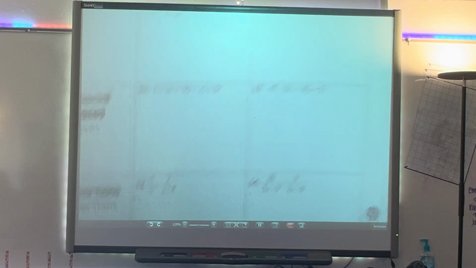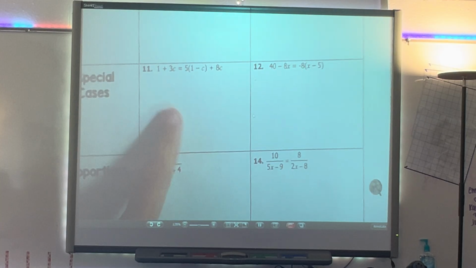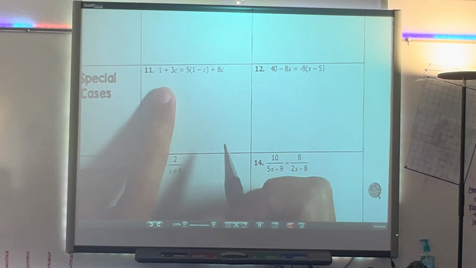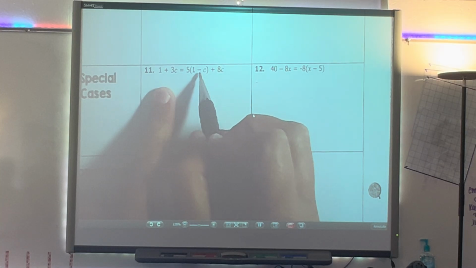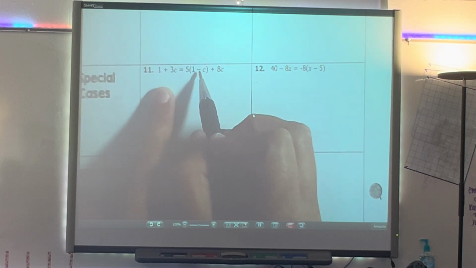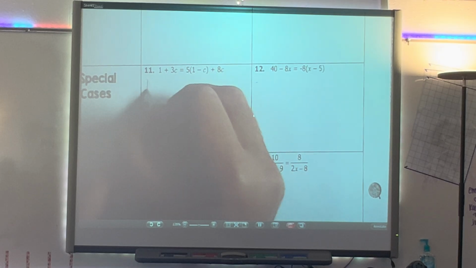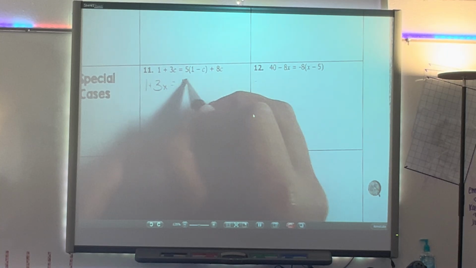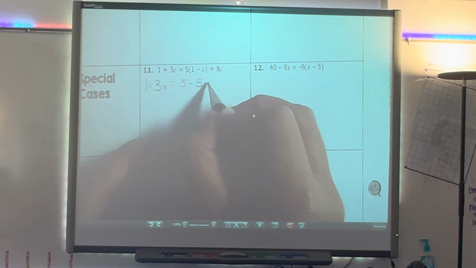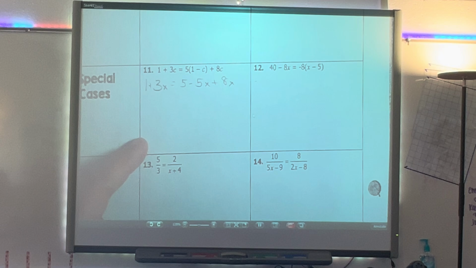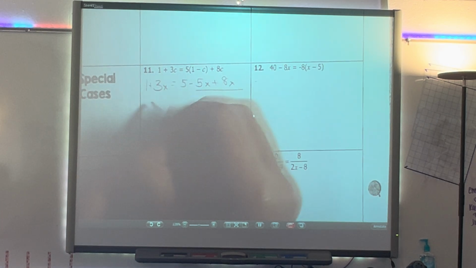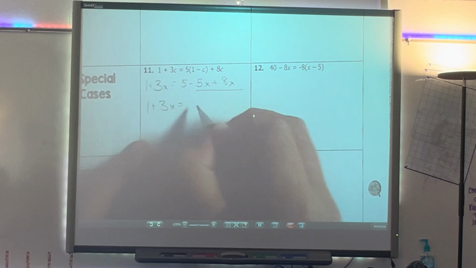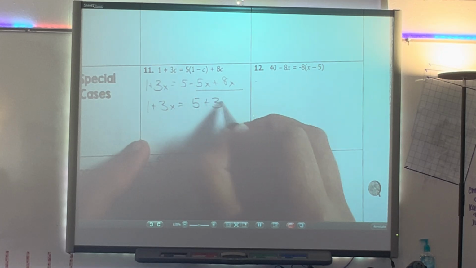These are a couple of special cases, so I'm going to look at both of these. So here we're going to have to distribute this so that we can combine some like terms on this side. Is everybody okay with that? All right, so 1 plus 3, I'm making that an x. 3x here is equal to 5 minus 5x plus 8x. Everybody okay there? Yes? All right, so when I combine like terms over here, what happens?